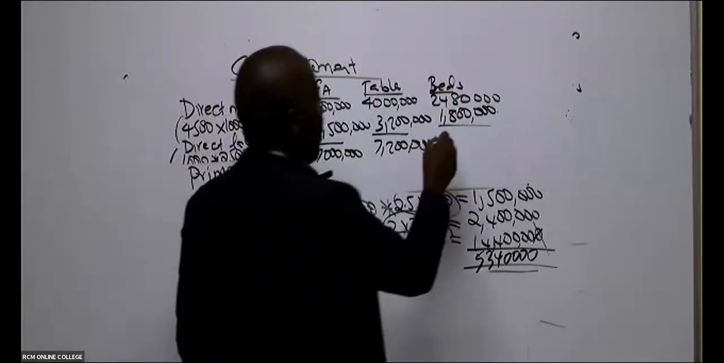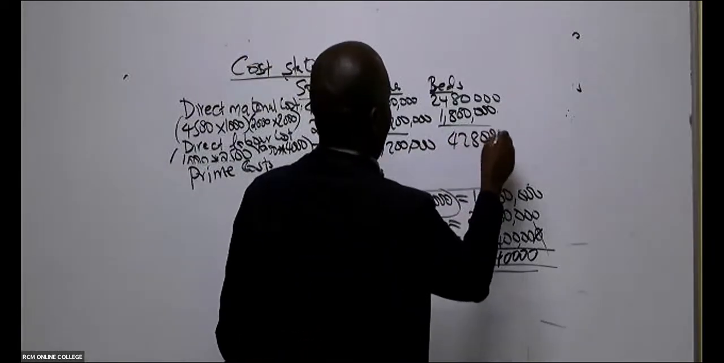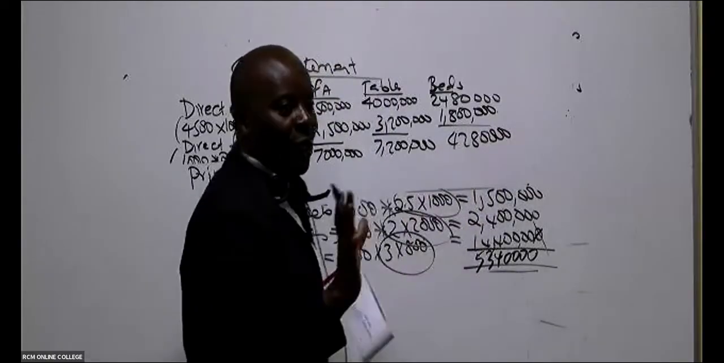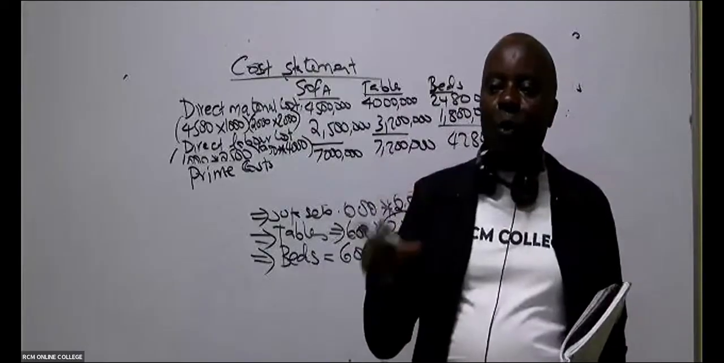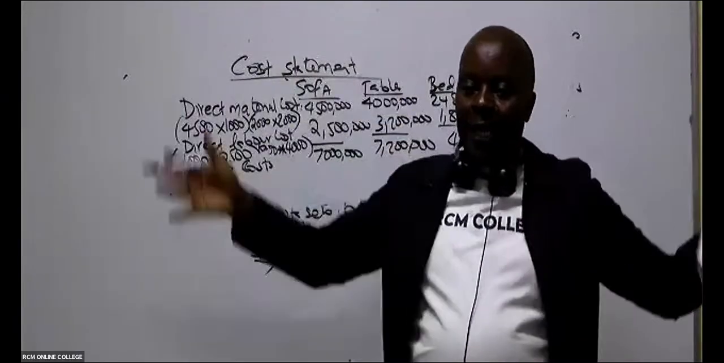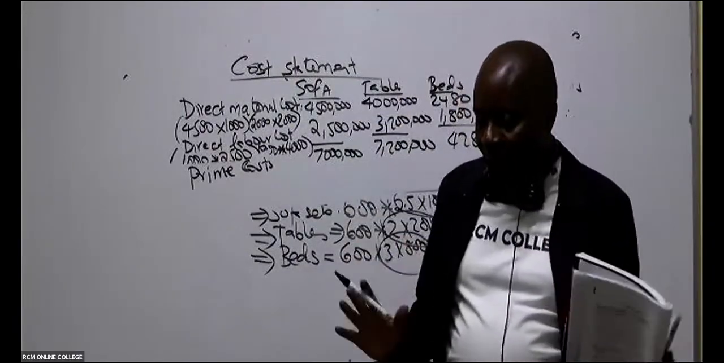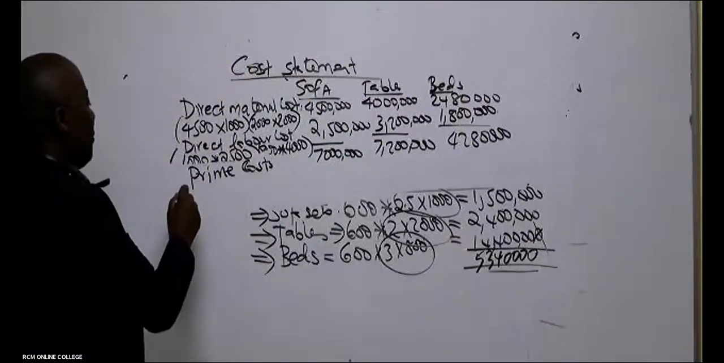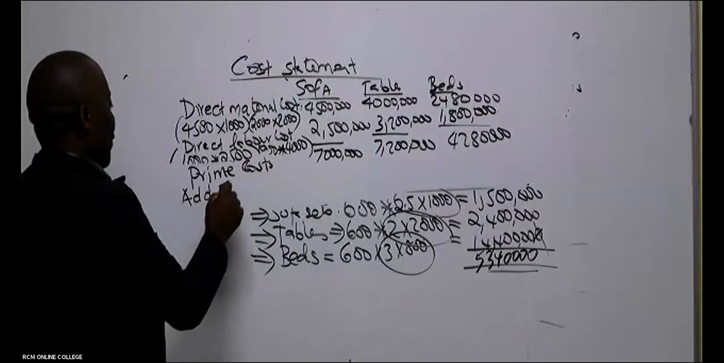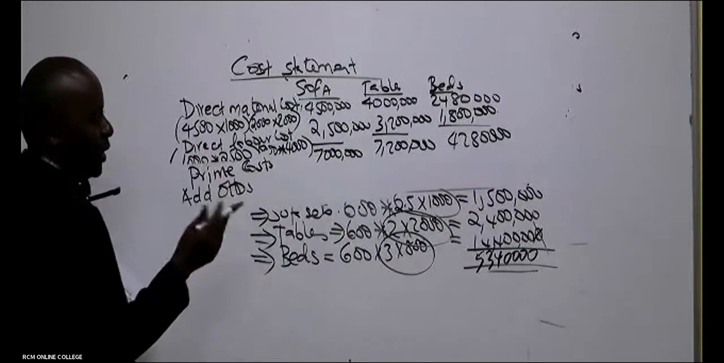4,280,000. Is that really the end of our cost statement? No, we must come and add what here now? The overheads. You add the overheads now for each product.